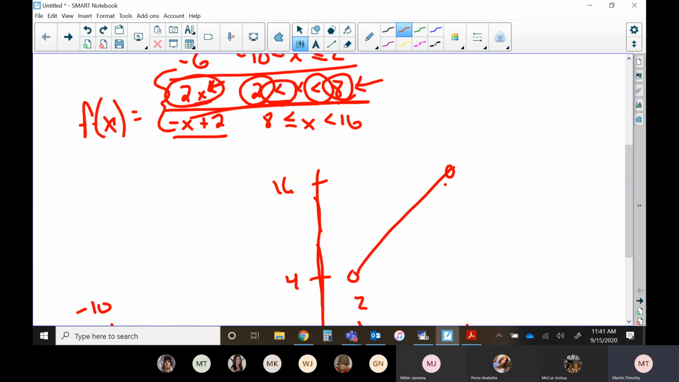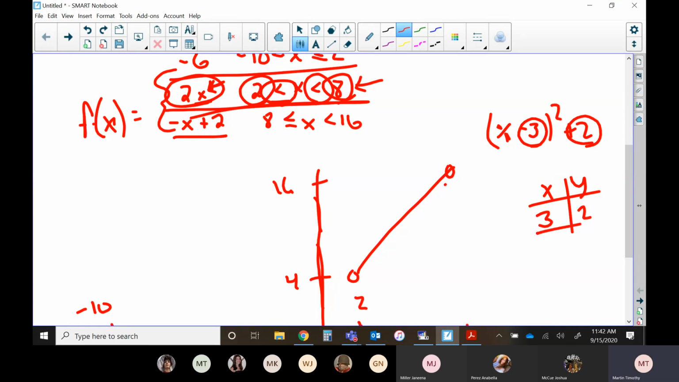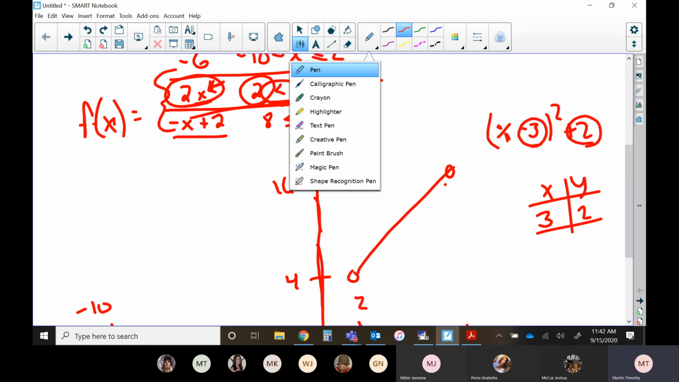Remember how we talked about the movement left and right, up and down? That's where the vertex is going to be. So what is 0, -8? That would be the vertex. It would be like if I had this. The first point I would put in my X and Y chart would be right 3, up 2. That would be the vertex. That's what that movement does. That's why I taught you that.